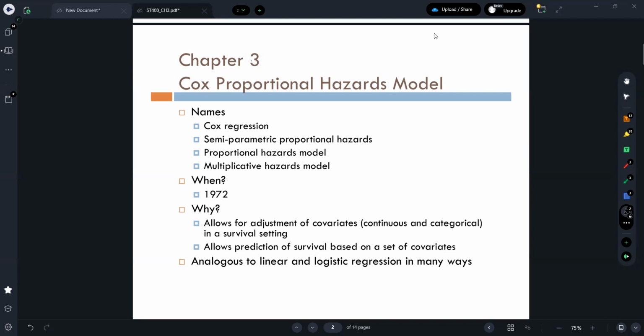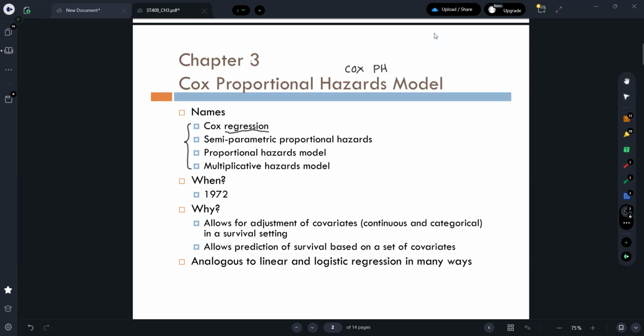If you look at the names, it is usually known as the Cox PH model, PH for proportional hazard. Cox regression is another name. As I mentioned, it's similar to the regression setup. Since we are using survival analysis, it's non-parametric, and with the Cox regression it becomes semi-parametric, a combination of parametric and non-parametric. So sometimes it's called the semi-parametric proportional hazard, then just the PH model or multiplicative hazard model. They all correspond to the same thing, the Cox PH model.